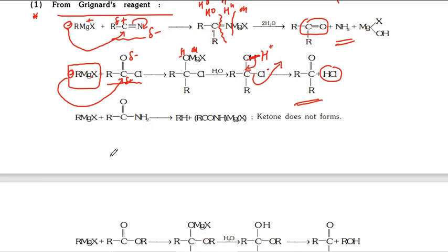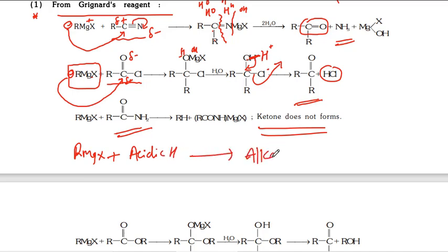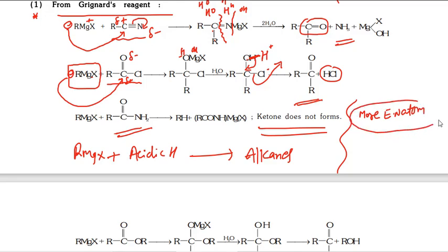Next, in the case of amides, we cannot get ketones. The reason is Grignard reagent or MgX reacts with acidic hydrogen. Acidic hydrogen always gives alkanes. So what are the acidic hydrogens? In the last class also I discussed, a hydrogen attached to a more electronegative atom is acidic hydrogen. This is the acidic hydrogen.